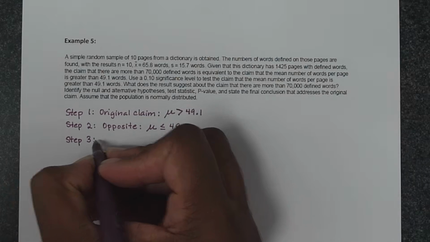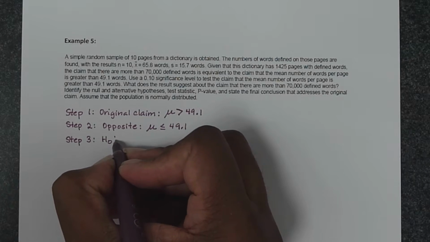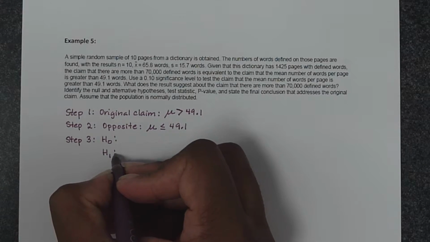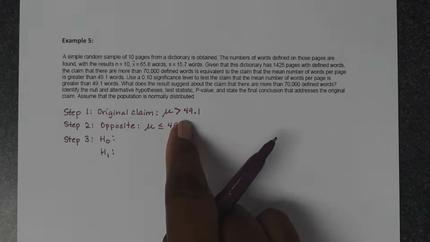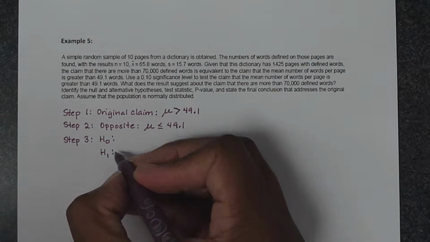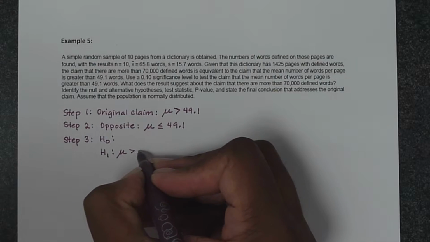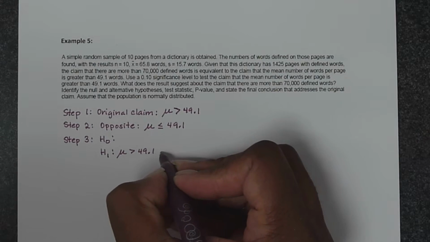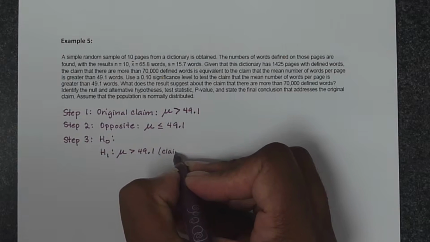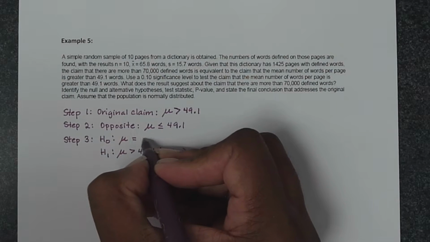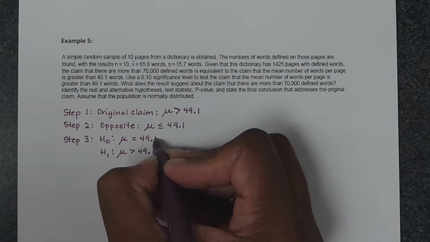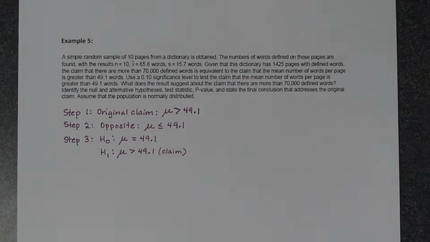Step number 3 is writing the null and the alternative hypothesis. Well, let's find out which one would be our alternative hypothesis, because it has either not equal to, less than, or greater than, and it will have to be this original claim. Mu is greater than 49.1, which is also the claim, as I mentioned. The null hypothesis always has the equal to in it regardless, so it'll be mu is equal to 49.1. So that's step number 3.